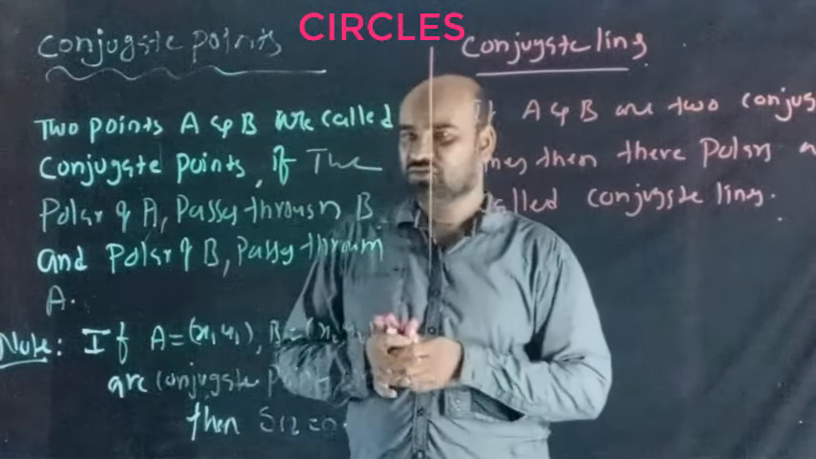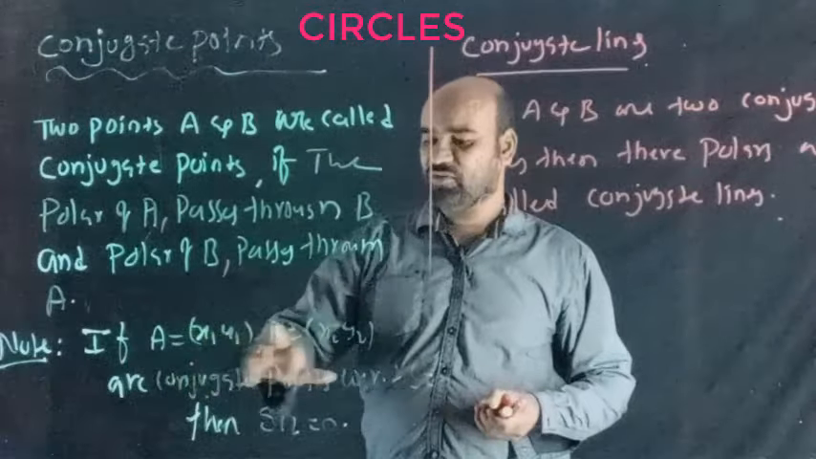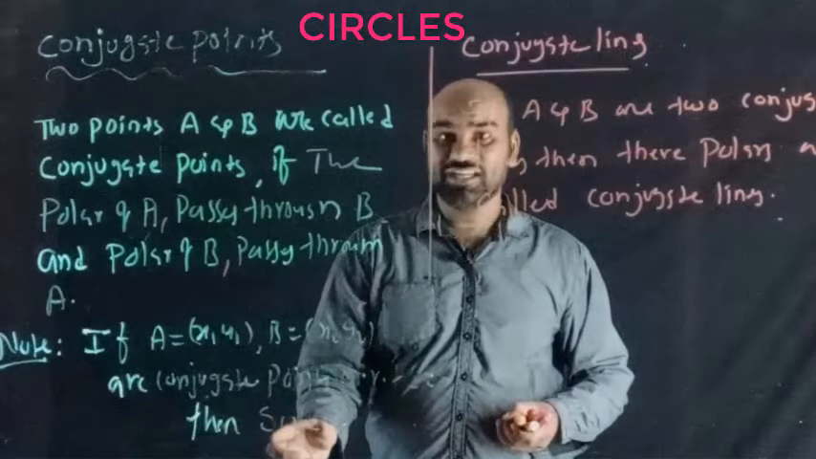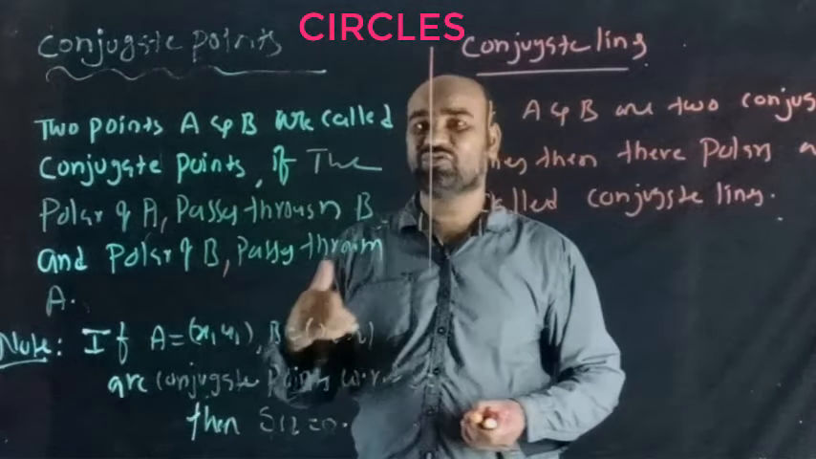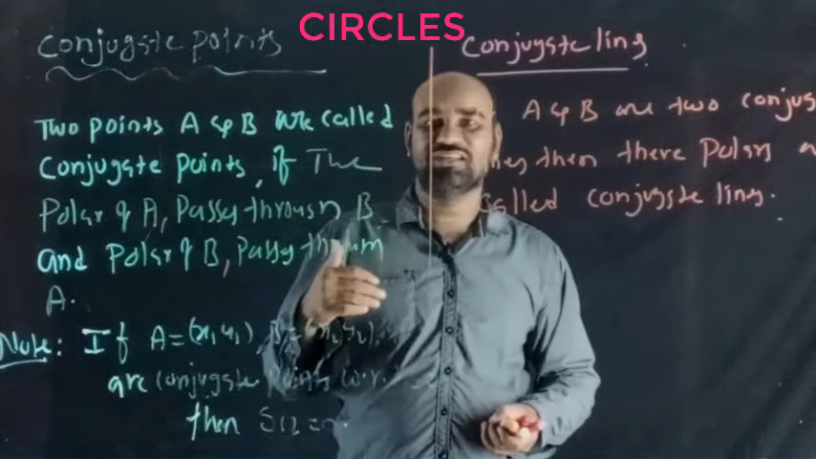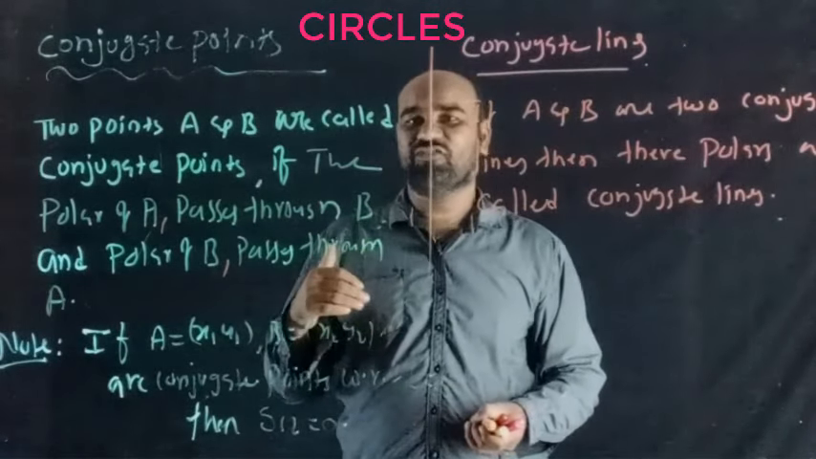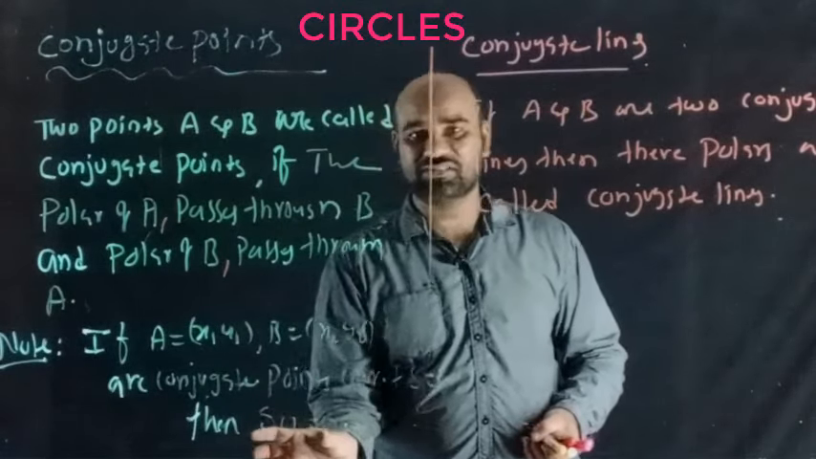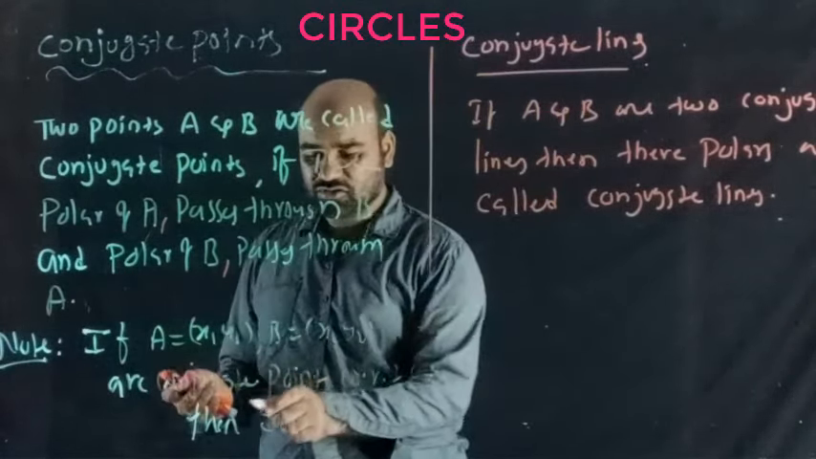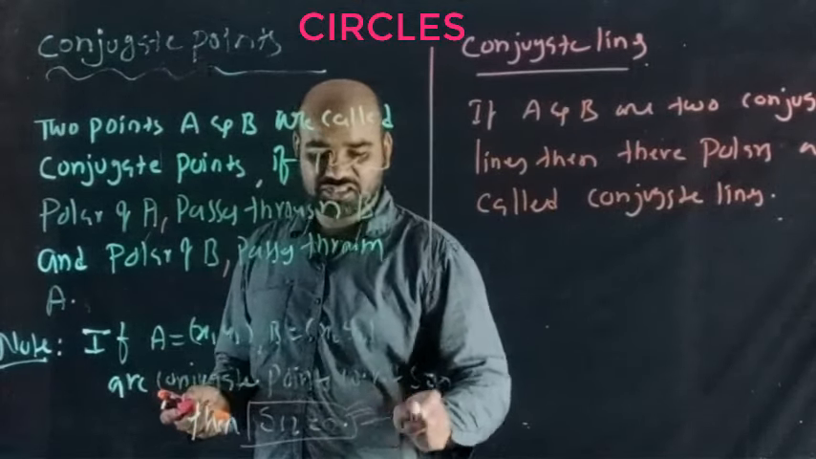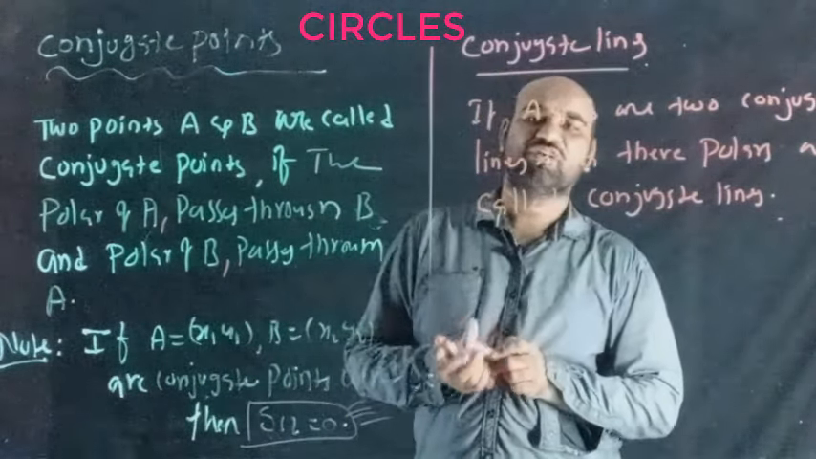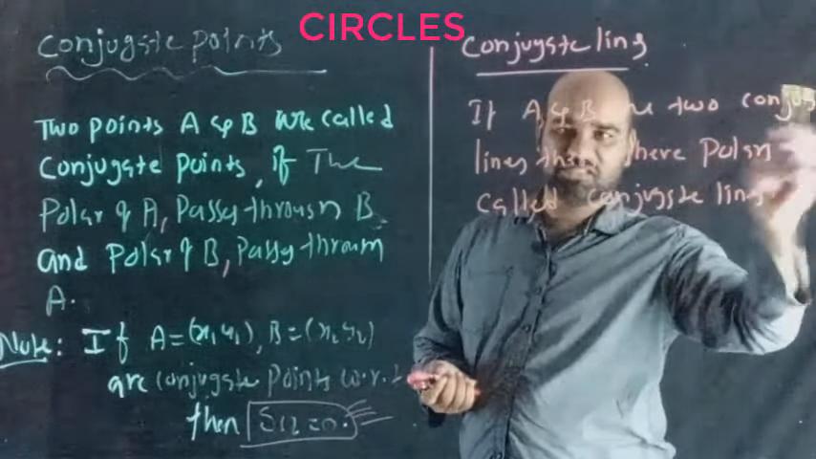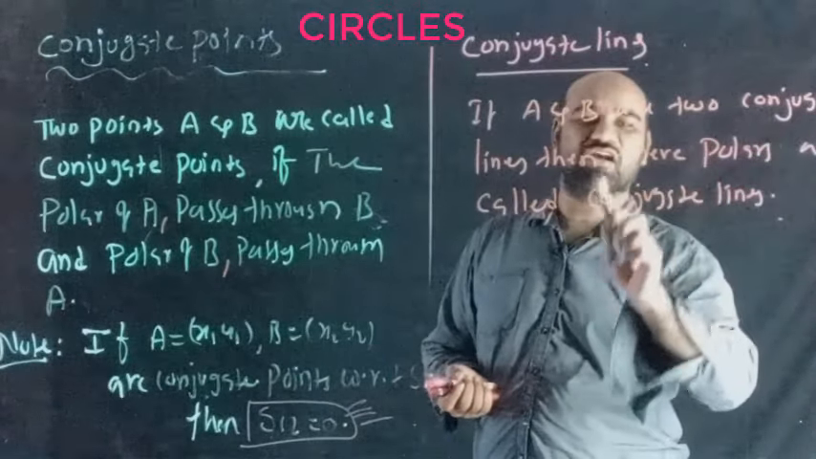Okay. So just now I proved that if A (x1, y1) and B (x2, y2) are conjugate points with respect to the circle S equal to 0, then you get the condition S12 equal to 0 only. S12 stands for x1 x2 plus y1 y2 plus g times (x1 plus x2) plus f times (y1 plus y2) plus c equal to 0. That's why if these two points are conjugate points, then this happens. So this is important for us. You can treat S12 equal to 0 as the condition for points A and B to be conjugate points. Next, conjugate lines. If A and B are conjugate points, then their polars are called conjugate lines.